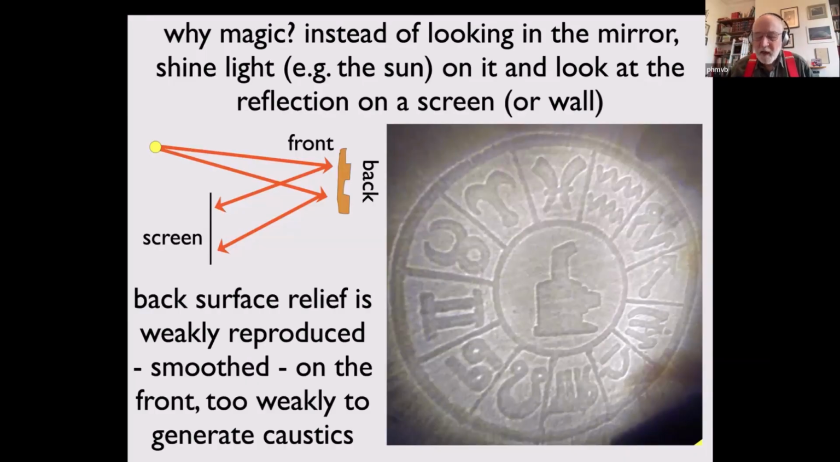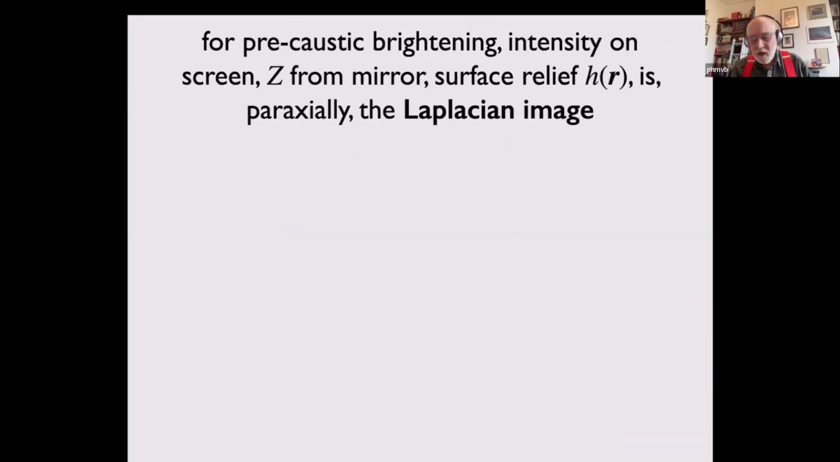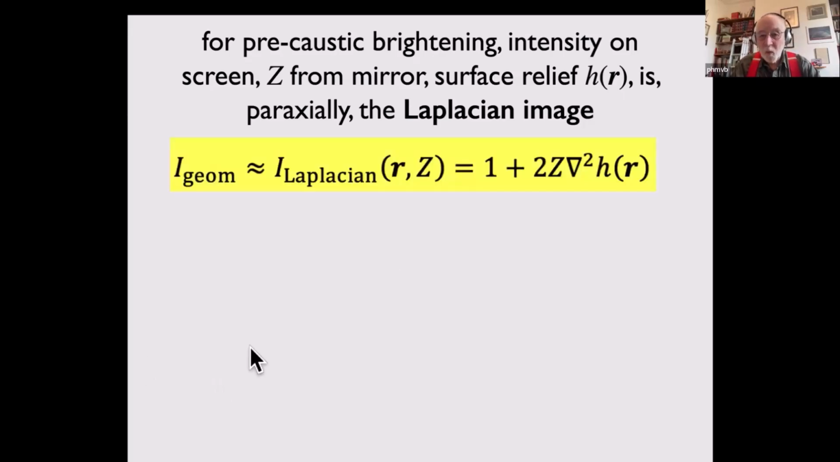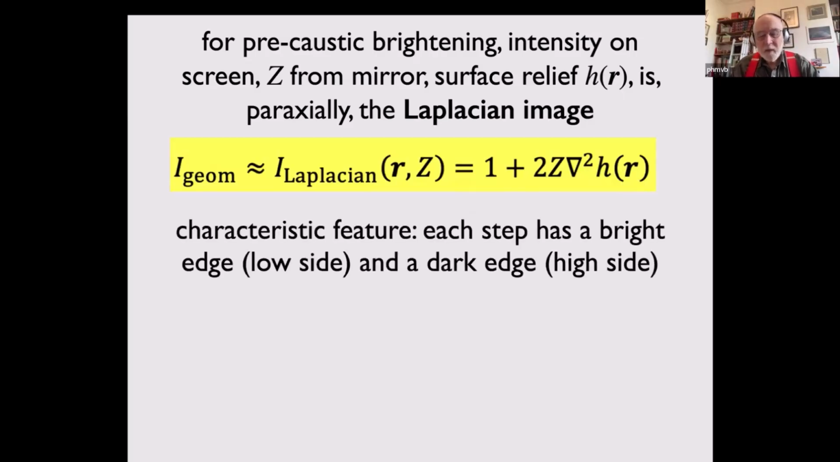Well, that was wrong. These variations of the surface are too weak to generate caustics, and instead the regime is what we call prefocal brightening. So the intensity on the screen at a distance z from the mirror, with a surface relief h as a function of position, is, and this is paraxial, which is good enough here, the Laplacian image. It's 1, that's what you'd get if it was a perfectly smooth convex mirror, plus twice the distance times the Laplacian. Now, this image, this theory, this regime is the simplest possible concentration of intensity from a varying wavefront, and has a very characteristic feature that you can test.